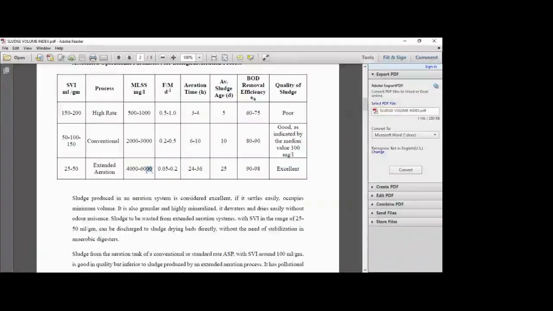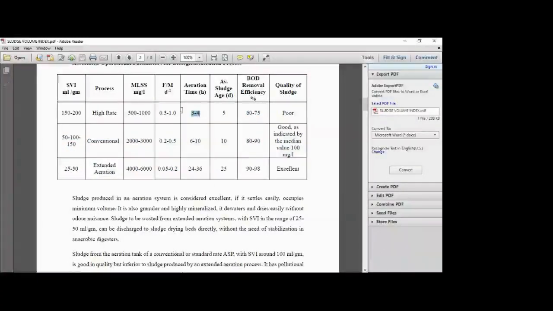But here you can compare the MLSS that is going to get generated. The MLSS concentration has increased because of the extended aeration: the amount of settleable solids has now increased, or you can say the non-settleable organic, inorganic solids and the total dissolved solids have got converted into settleable solids, and hence the concentration of MLSS is increasing. Here you can see previously it was 0.2 to 0.5. So here the food to microorganisms ratio is on the lower side. That means there are more microorganisms present in comparison with the food, and you will see that the BOD removal efficiency is now 90 to 98%, and the quality of the sludge that is getting generated is excellent. Now compare the aeration time as well, right?